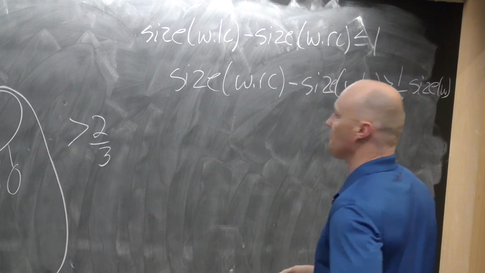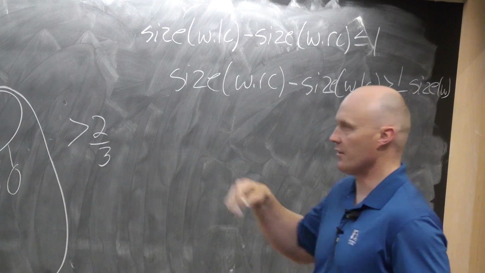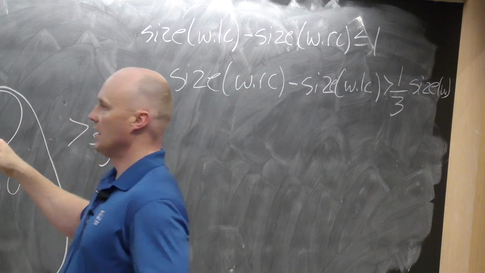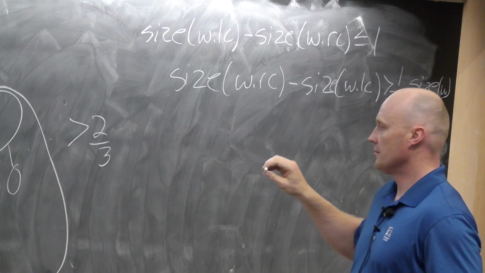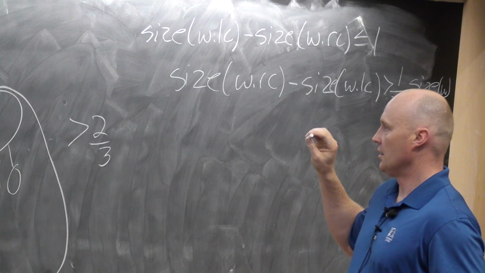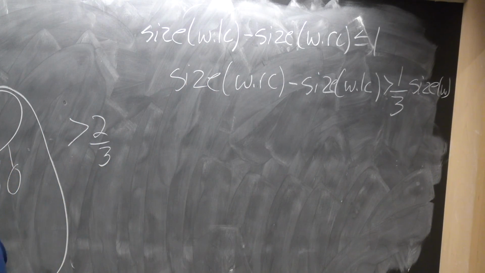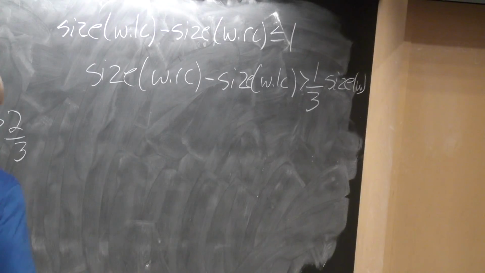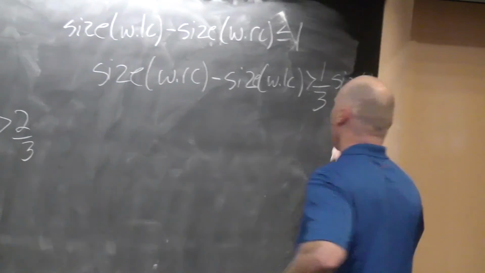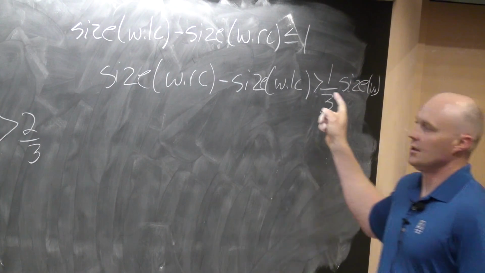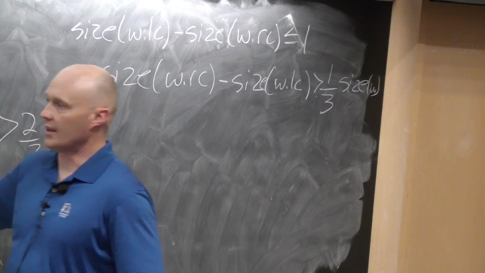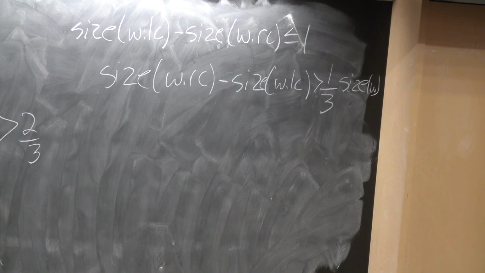So that means as we've added and removed all these nodes, we've accumulated enough credits equal to 1/3 the size of W. That's a constant fraction of the size of W, so we have enough credits to rebuild that subtree.